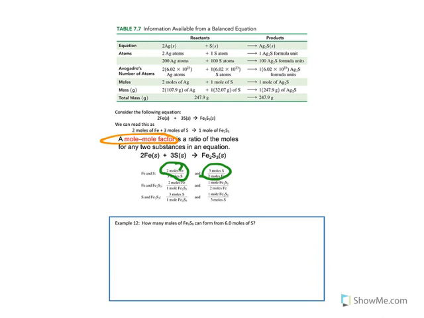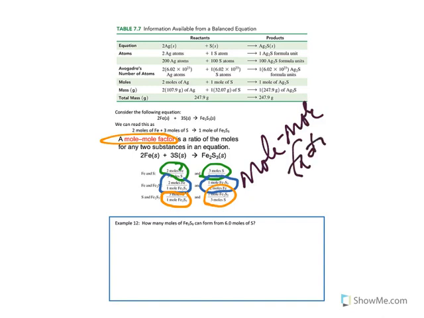We could also say that for 2 moles of iron, we get 1 mole of Fe2S3. And for every 1 mole of Fe2S3, we must have had 2 moles of iron. We can also say that for every 3 moles of sulfur, we get 1 mole of Fe2S3. And for every 1 mole of Fe2S3, we must have had 3 moles of sulfur. These are called mole-mole factors, and they are very important. You will use these a lot the rest of this semester.